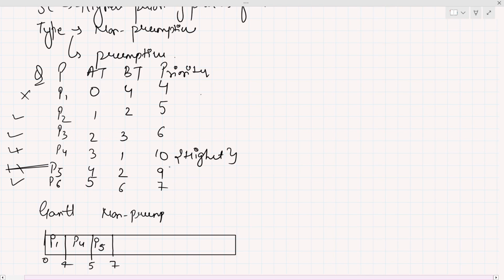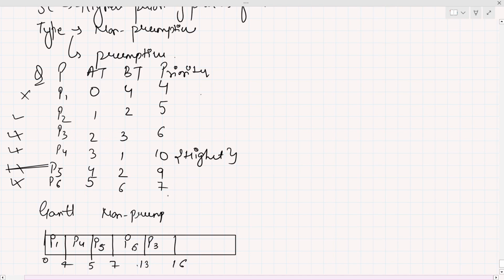After 9 the next value is 7. Among these 3 processes, the highest priority process is P6, so we have to select P6. The burst time is 6, so 7 and 6 become 13. P6 is also completed. Now the processes left are P2 and P3. Among these 2, the highest priority process is P3, because 6 is greater than 5. So P3 executes, and its burst time is 3, so 13 and 3 becomes 16.